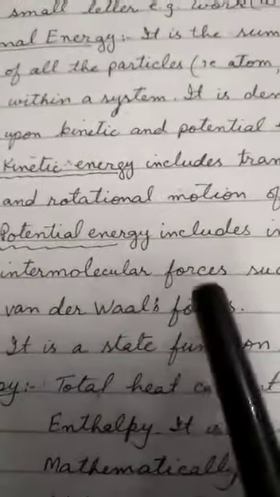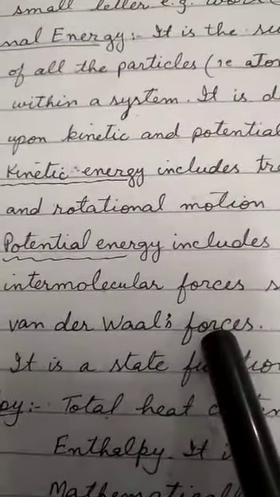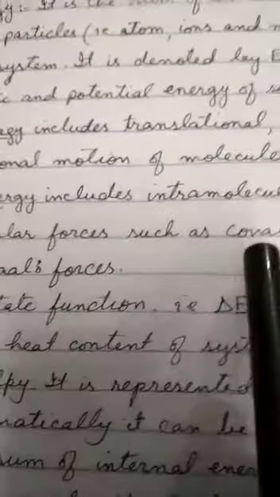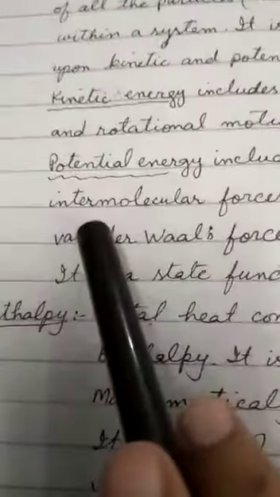Potential energy includes intramolecular and intermolecular forces, such as covalent bonds and van der Waals forces. These are types of forces: covalent bonds are pure bonds, and these are the van der Waals forces. These are the forces which are present as intermolecular forces.